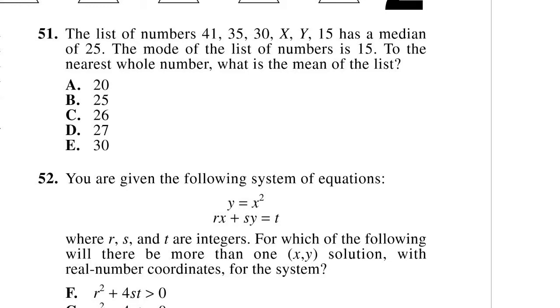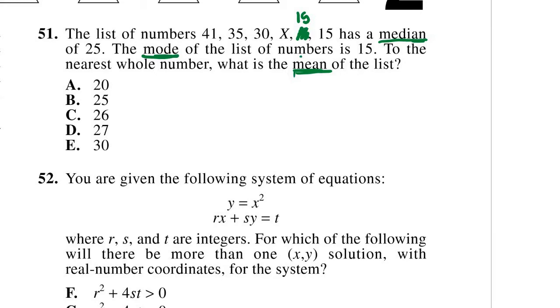First of all, we have to know what median, mean, mode, all of those things mean. So we have our median, mode, and mean. First we have this list and we know it has a median of 25. There's not a whole lot we can do with that yet, but we then read that the mode of the list is 15, which means 15 is the most frequent number. So we know either x or y is going to have to be 15. So let's just say y is going to be 15. So we can replace y with 15.